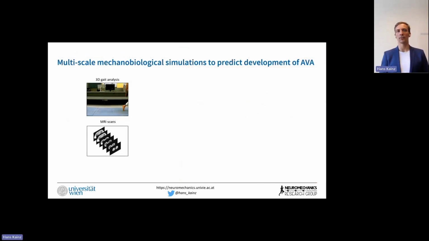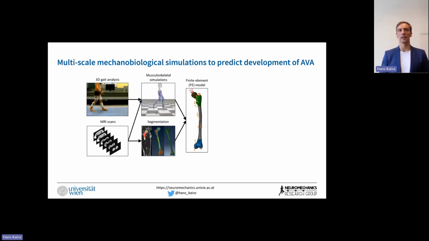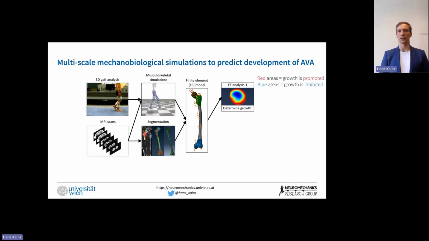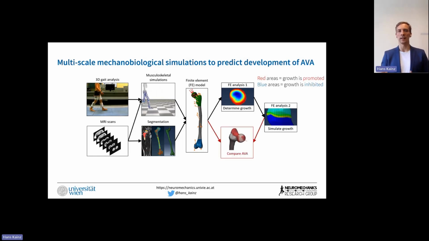Again, we use the same workflow as already shown before. We have the motion capture data and the MRI images. We have personalized musculoskeletal models to quantify the loads. And we also have personalized finite element models, which account for the different position and orientation of the growth plate. We then quantify the osteogenic index, use the mechanobiological model to predict growth, and investigate how the geometry changes.